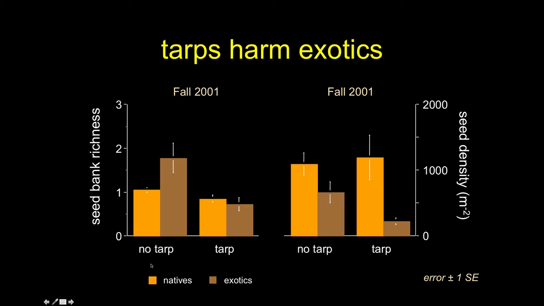So what we see here is natives in the orange, exotics in the brown color. And what we see is without the tarp, check it out. We have some natives, but the exotics are about twice as many species of exotics as natives. That's bad, right? Where we've tarped, they're actually not significantly different, but they're actually slightly lower, right? So we've harmed some of the competitive advantage of the exotics. If you look at the number of these guys, without the tarp, we have our natives, but with the tarp, in other words, the natives aren't harmed by the tarp, the exotics are greatly harmed by the tarp.